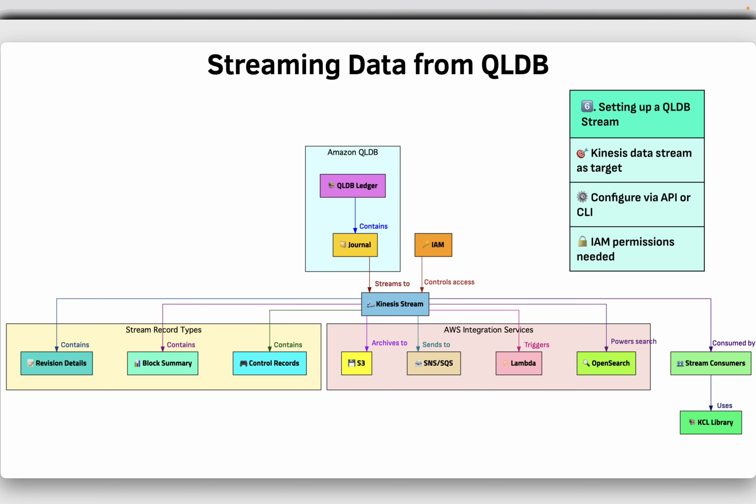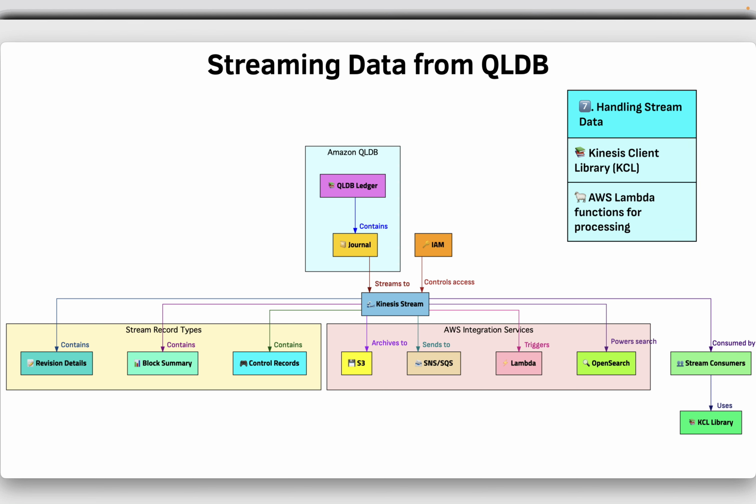Creating a stream requires that you have a Kinesis data stream to be the target for QLDB to send the journal data. Use the QLDB API or AWS CLI. You configure the stream with appropriate IAM permissions so that QLDB can send data and consumers can access stream data securely. To process the stream data, use the Kinesis Client Library (KCL) in applications that consume from the stream, or use AWS Lambda functions to process data and trigger events using other AWS services.